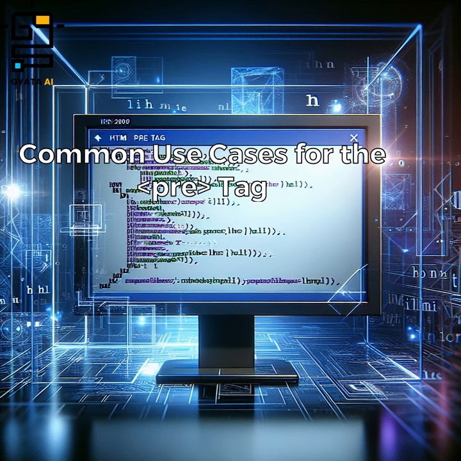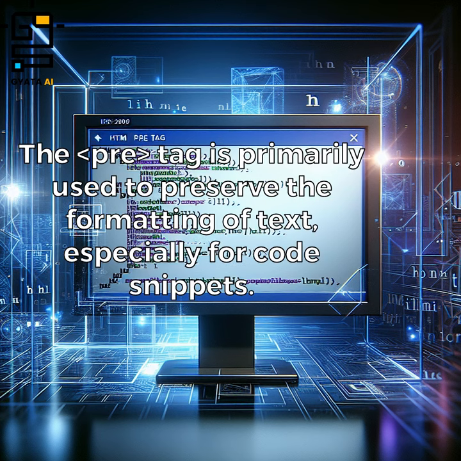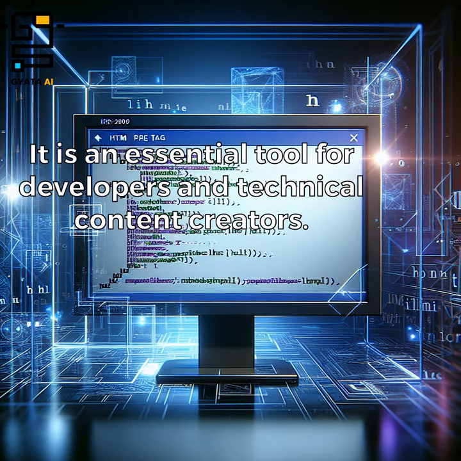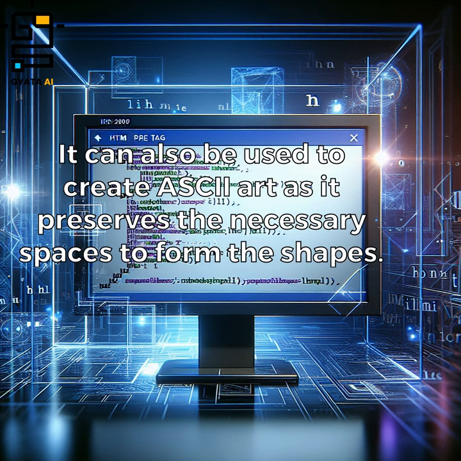Common use cases for the pre tag. The pre tag is primarily used to preserve the formatting of text, especially for code snippets. It is an essential tool for developers and technical content creators. It can also be used to create ASCII art as it preserves the necessary spaces to form the shapes.